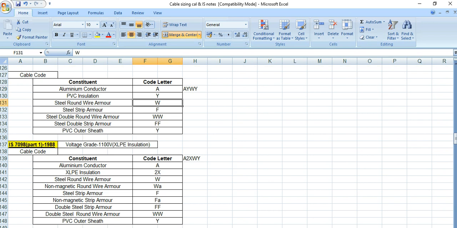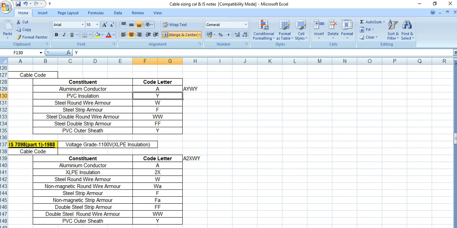The next letter is Y. This is for the insulation. This is for PVC insulation. For XLP cable, with XLP insulation, the code will be 2X, and if it is PVC insulation, then it will be denoted by Y.